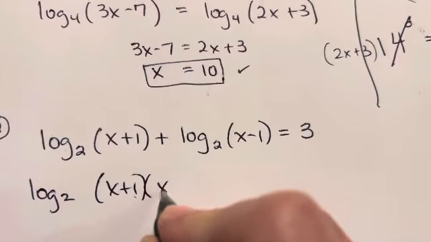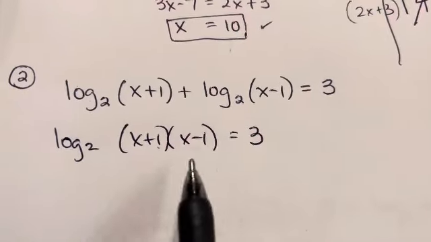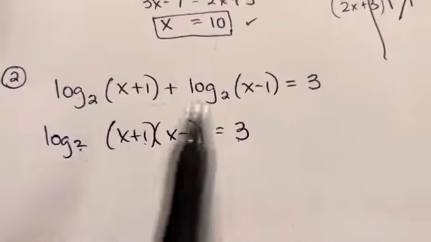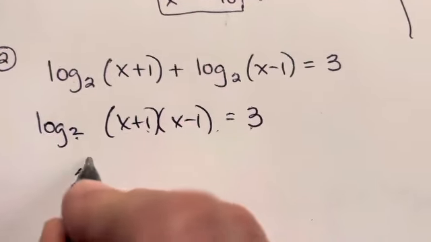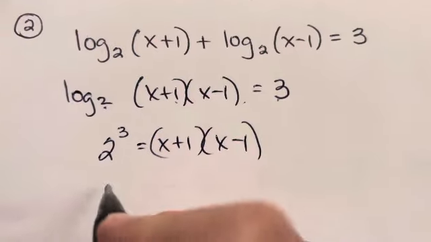So it's going to look like this. Okay, now at that point, I'm going to put it in exponential form. This is your base, this is your exponent. So it's 2 to the third equals x plus 1 times x minus 1. 2 to the third is 8.